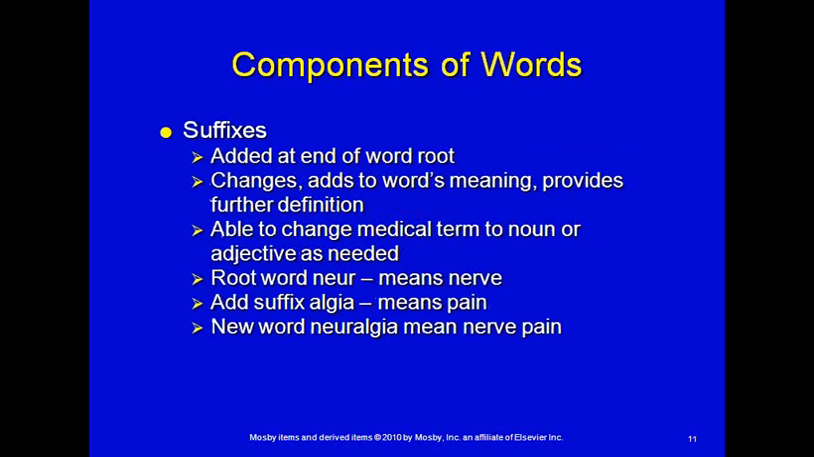Suffixes are added at the end of the word, and it changes or adds to the word's meaning, and it provides further definition of the root word. We're able to change medical terms to nouns or adjectives as needed based on the suffixes. If you take, for example, the root word neur, N-E-U-R, it means nerve. If you add the suffix algia, A-L-G-I-A, which means pain, the new word neuralgia means nerve pain.